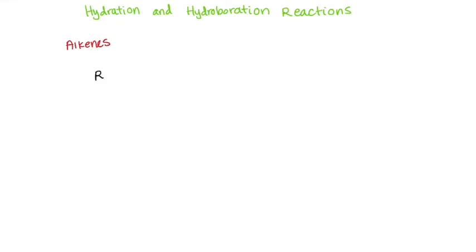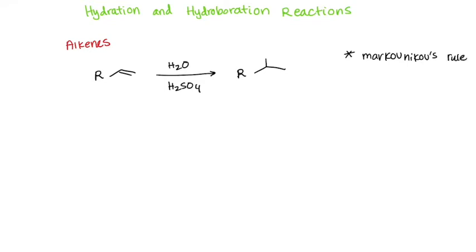So it's the general form of a double bond reacting with water, and as a catalyst you can use H2SO4, and that'll give you an alcohol. Now the question might be, where does the OH go? On the middle carbon or on the one to the right, which is the less substituted carbon? What's going to happen is that this reaction is going to follow Markovnikov's rule, and we're going to see the OH attacking the more substituted carbon.